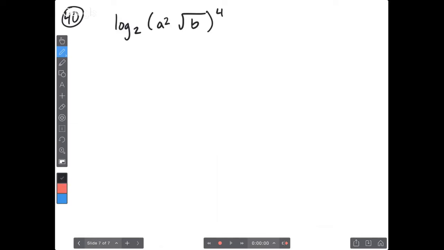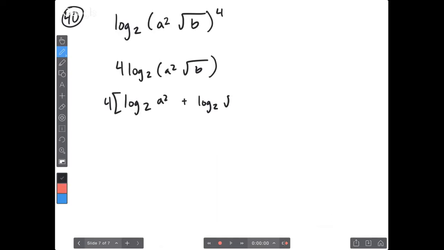So this is just like we were doing on that worksheet. We're just applying the properties of logarithms. A power can become a factor, so for log base 2 of a squared root b, that's my first step. Then I know that a product can become a sum. So I've got 4 times log base 2 of a squared plus log base 2 of root b, which I will then distribute into 4 log base 2 of a squared plus 4 log base 2 of root b.